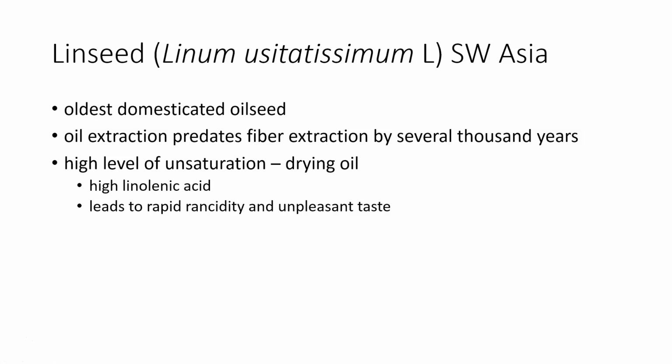This is Linum usitatissimum. This is one of the oldest domesticated oil seeds. They actually did oil seed extraction before they started to do fiber extraction on this plant. The fiber is used to make linen. It's a very unique material. It has a very high level of unsaturation. It is a drying oil.